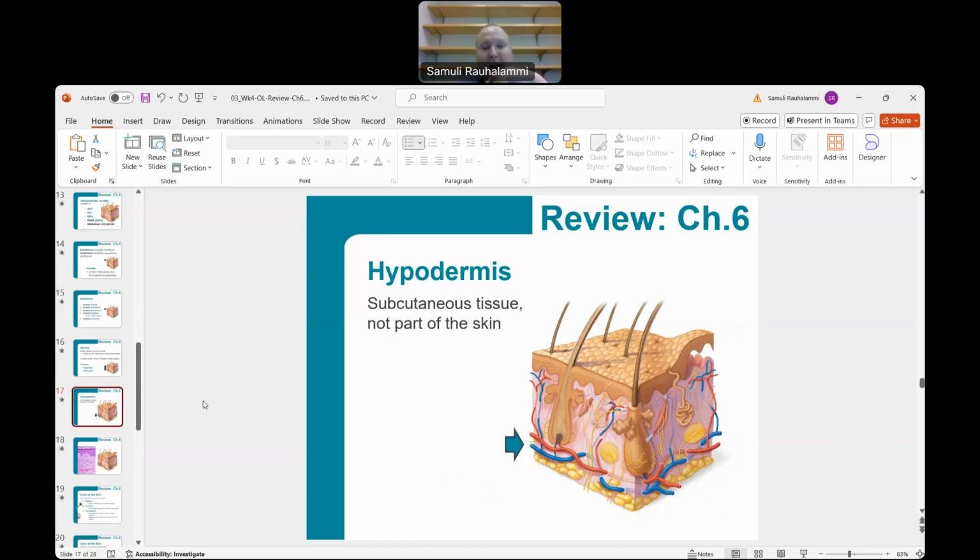Finally, we do have the hypodermis layer. This is what we know as our subcutaneous tissue. Technically speaking, the hypodermis is not part of the skin, but because it is so associated, we often do want to review that as well. This is largely adipose tissue, and it is responsible for anchoring the skin to the underlying tissues.